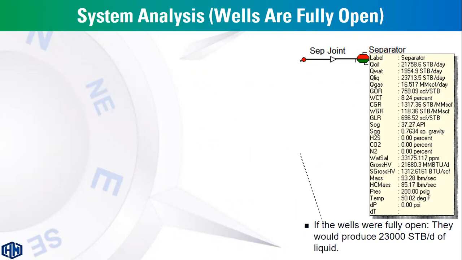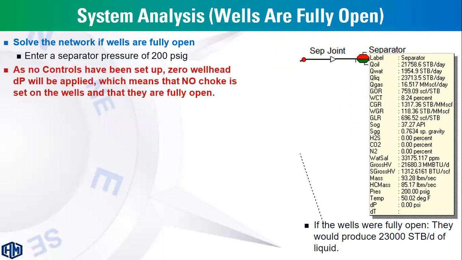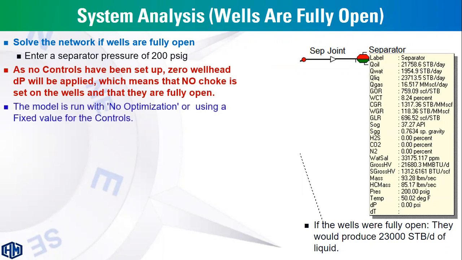What we need to know is to estimate and predict the system performance if all wells are considered fully open. So these are the system results from solving the network with only one constraint: setting the separator pressure at 200 psi gauge. There are no other constraints, which means the model will run without any optimization options, constraints, or controls. That means the model will predict the well performance if the wellhead pressure is zero psi gauge, which is not applicable in oil and gas operations.